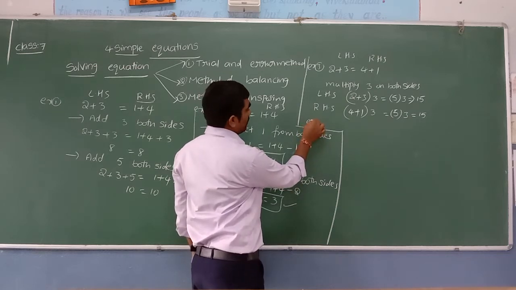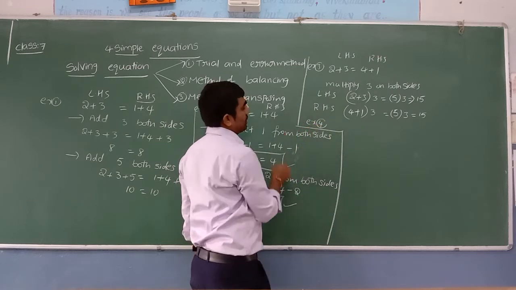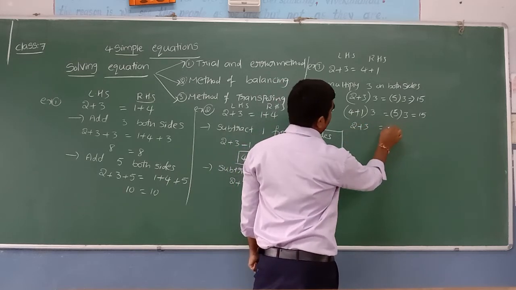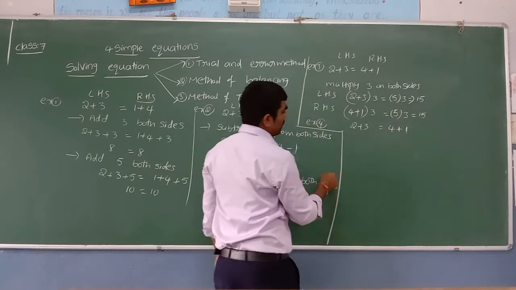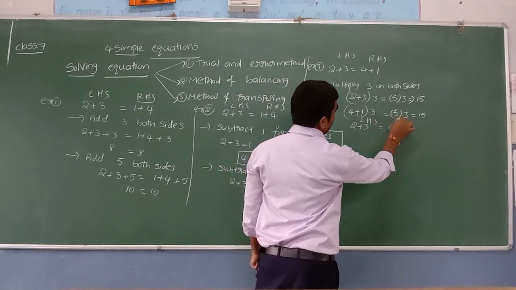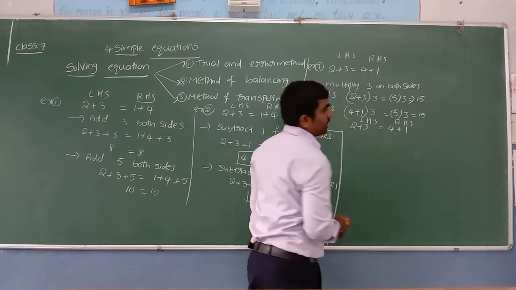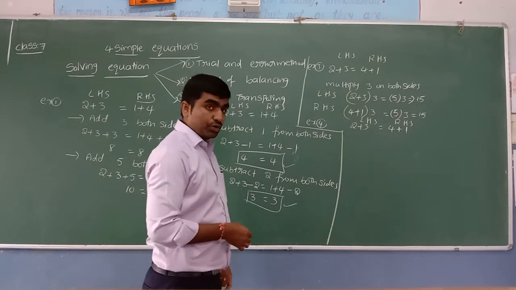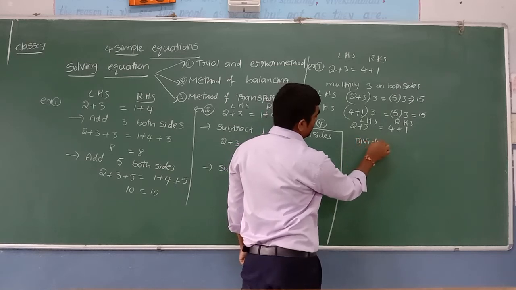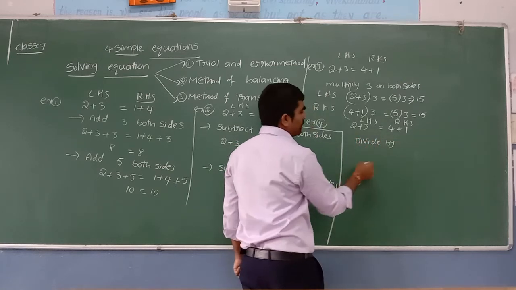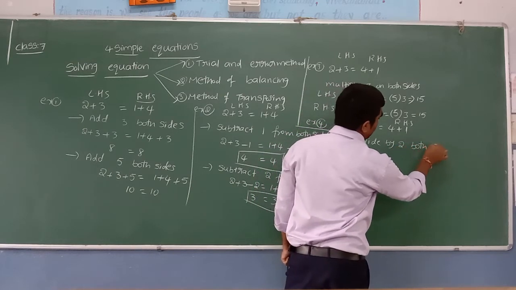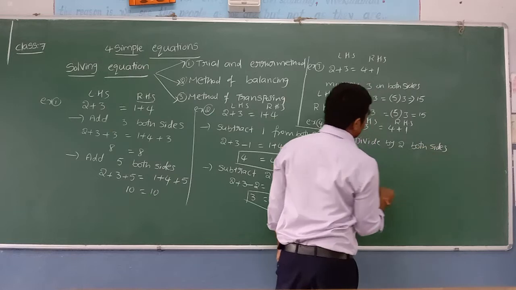Now let us go with one more operation, which is division. Let me take 2 plus 3 is equal to 4 plus 1, one true statement. 2 plus 3 is the left hand side of the equation and 4 plus 1 is the right hand side of the equation. It is a true statement. Now we divide both sides by 2, I mean both LHS and RHS, and we see the results.